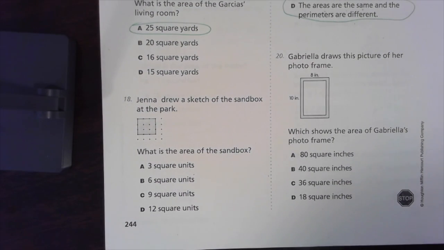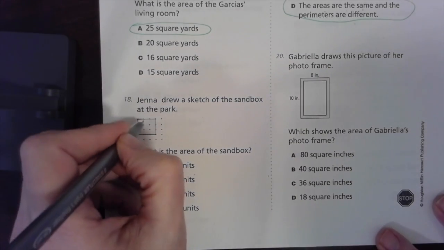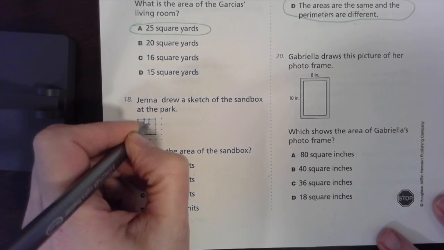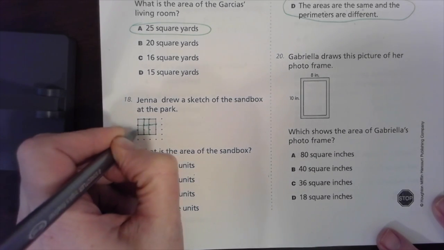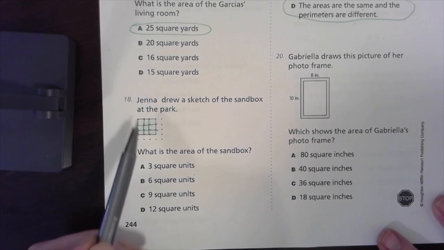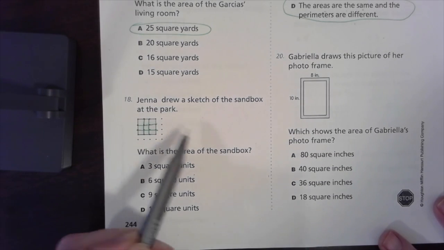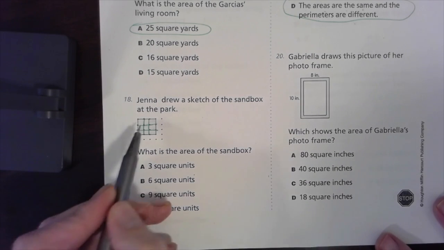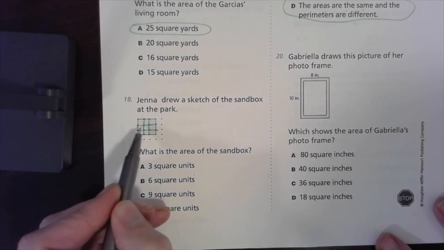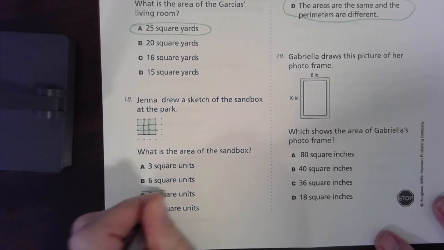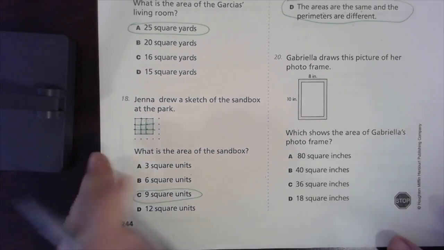Number 18. Jenna drew a sketch of the sandbox at the park. What is the area of the sandbox? Remember, this is where we had to connect the dots to make unit squares. Okay, and so we can either multiply the length times the width. 3 times 3 is 9, or you can literally count them. 1, 2, 3, 4, 5, 6, 7, 8, 9. 9 square units.